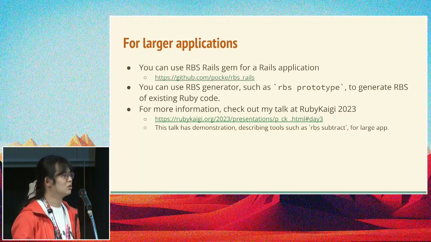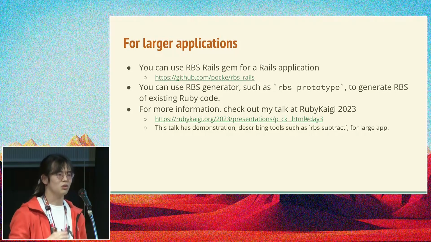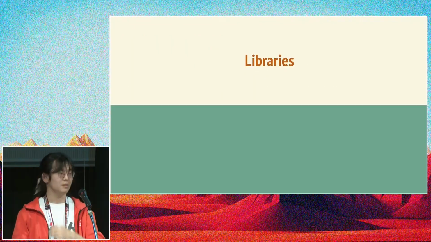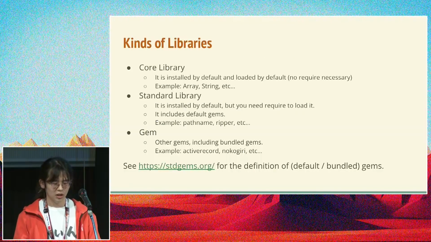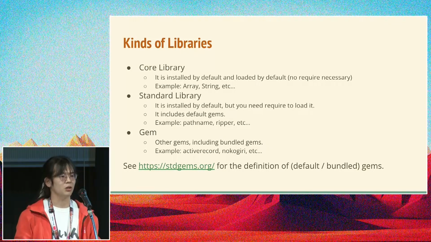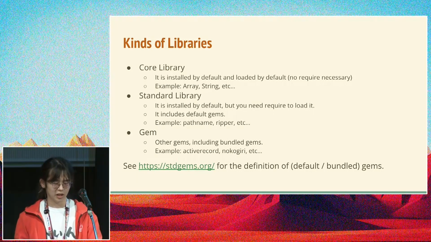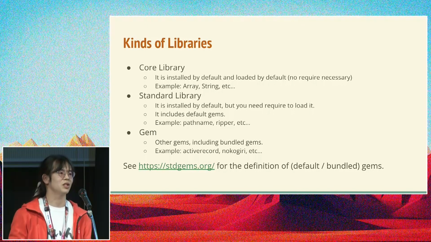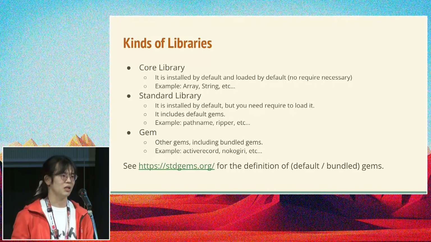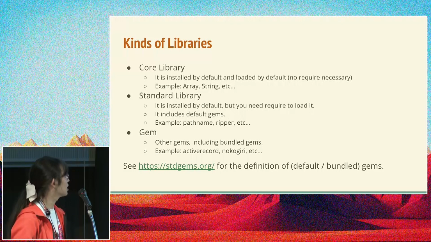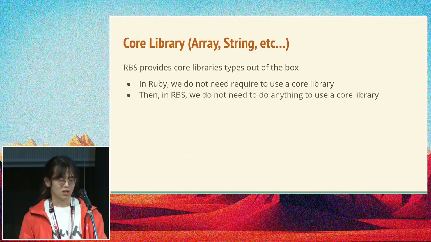And this is something I discussed at RubyKaigi this year. So for large applications, how you can use RBS, I recommend you to visit my talk at RubyKaigi 2023. Now about libraries. In RBS, there are three kinds of libraries. One, a core library, for instance, Array and String, which can be used without requiring. And second, the standard library, Pathname, Logger, those which are included in Ruby, but a require is necessary for use, and gems. It is not included in Ruby, and you need to make a require. And bundled gems are also included.